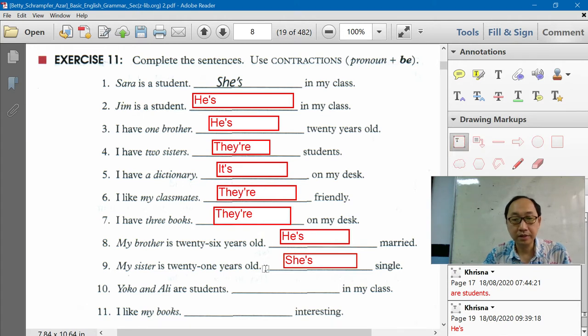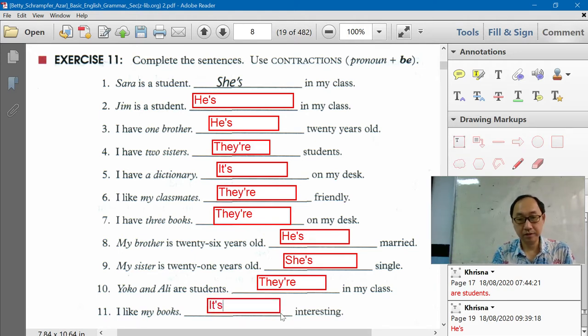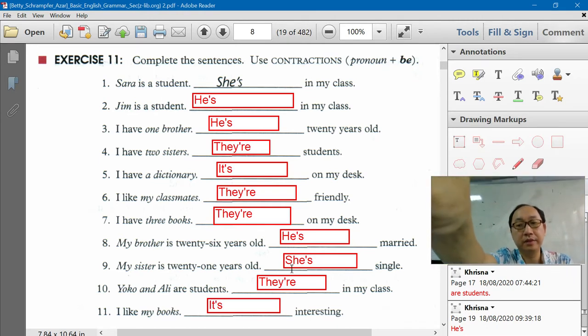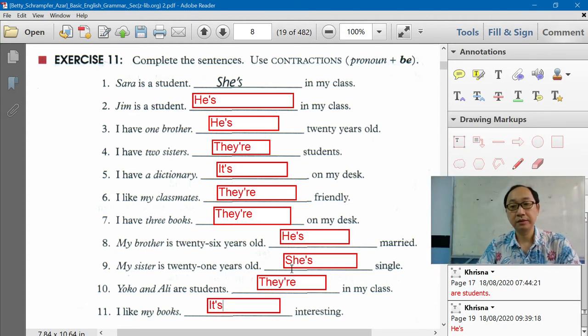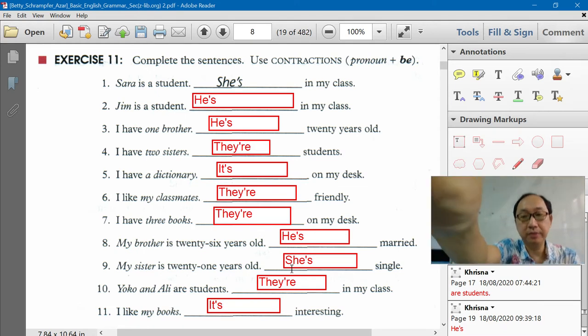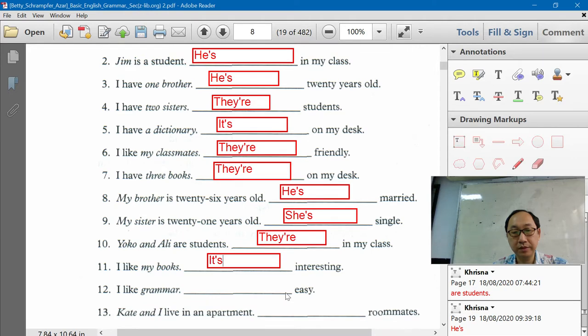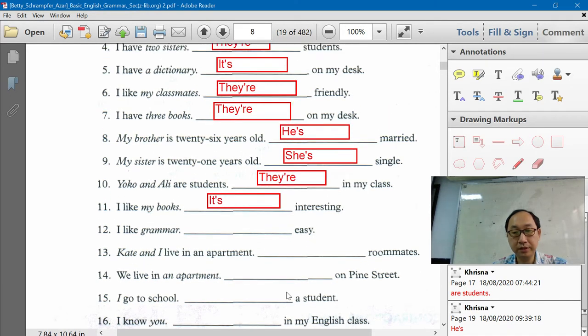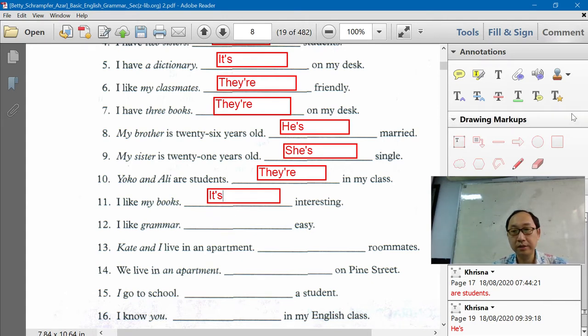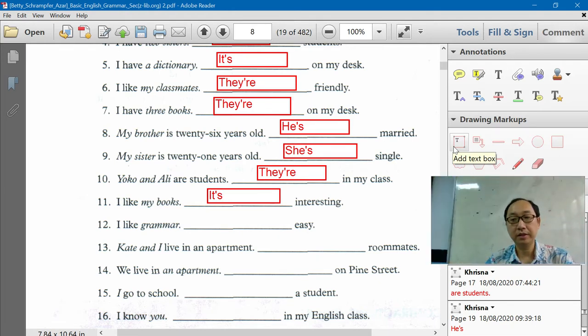Yoko and Ali are students. They are in my class. I like my books. It's interesting. Okay, so I hope that you guys understand about this. And we have number 16, until number 16. I like grammar, so I should write English here. I like grammar, it's easy. Kate and I live in an apartment.